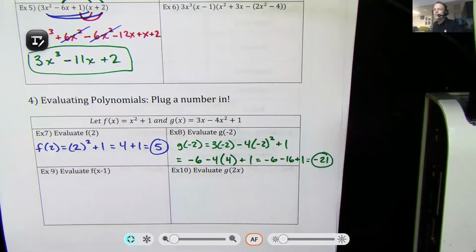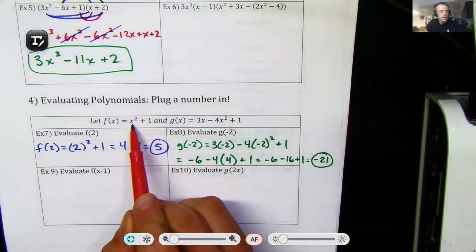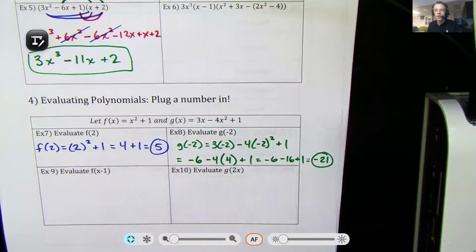All right, so let's move on to a weird example, right? Rather than just plugging in numbers, we can plug in polynomials. We can plug in expressions, right? So check this out. f of x minus 1. I'm going to take all of the x's in f of x and replace it with x minus 1. That's pretty crazy. Let's see how that works.